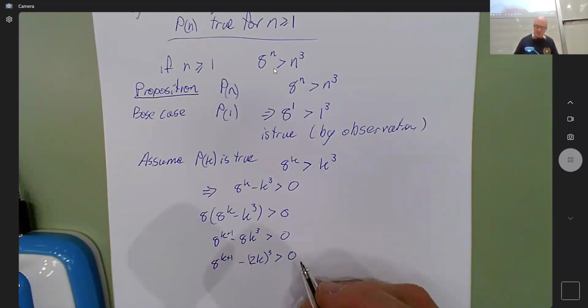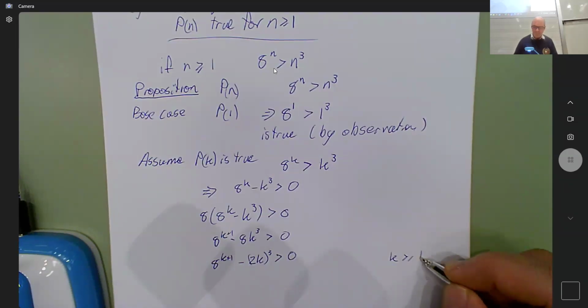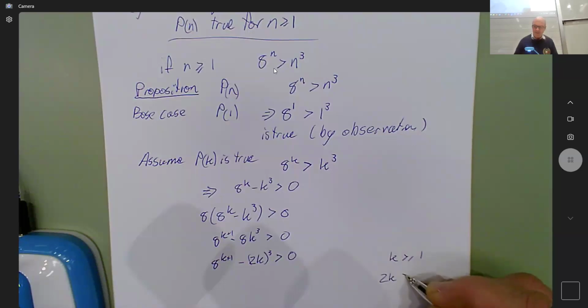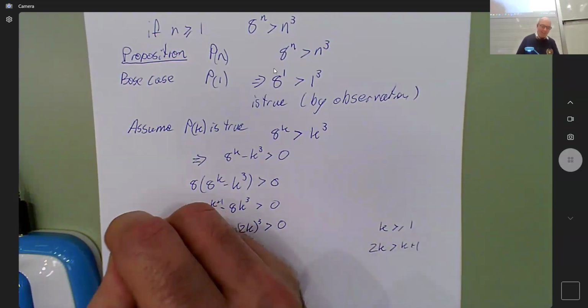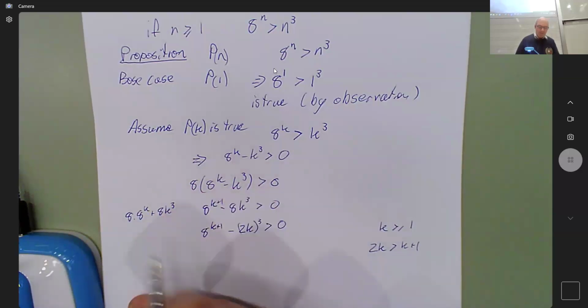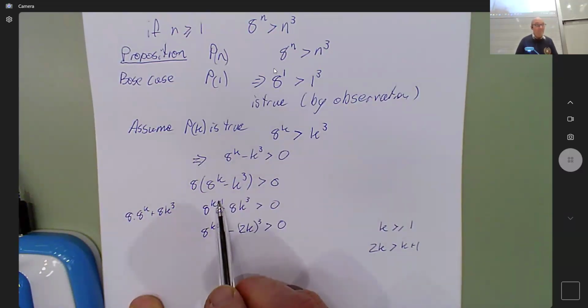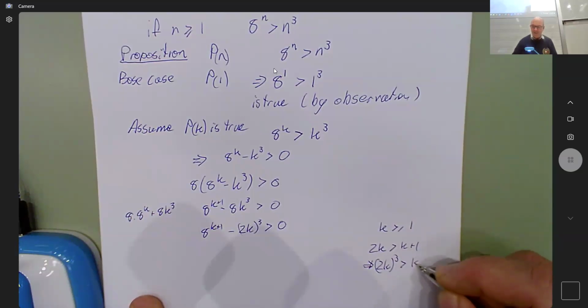And so now, k greater than or equal to 1, 2k is greater than k plus 1. So the plus, yes. 8 times 8 to the k plus 8 to the 8k cubed. That extra 8 added 1 to the power. Yep, slick. And so I can then go 2 to the k cubed greater than k plus 1 cubed.